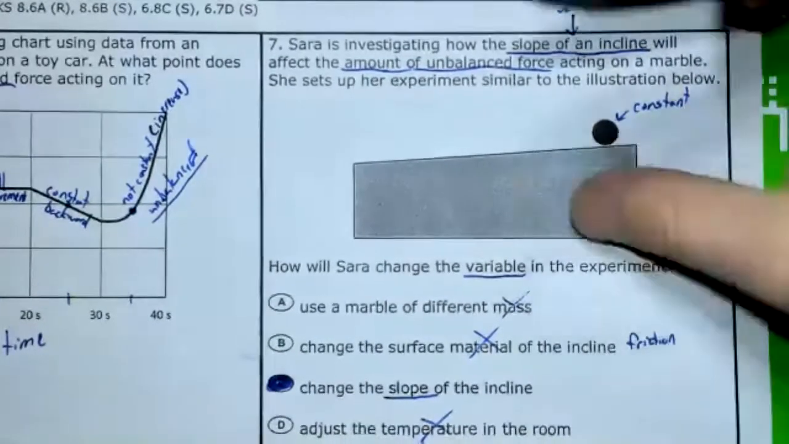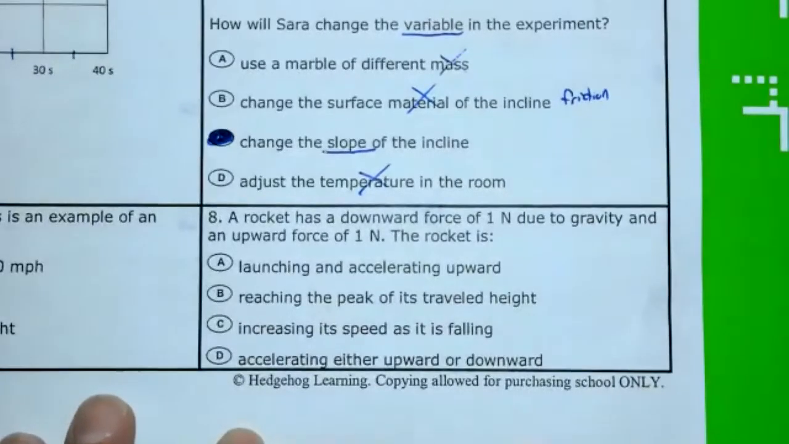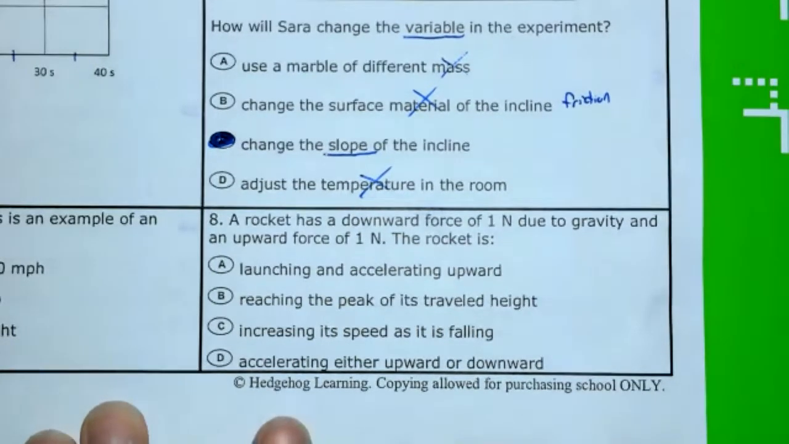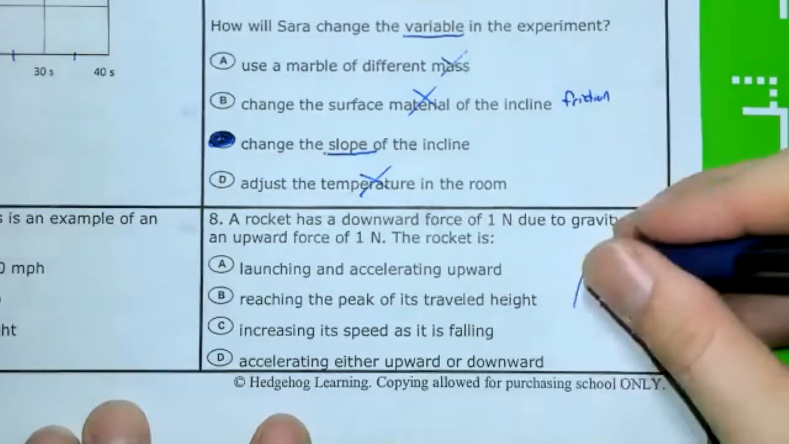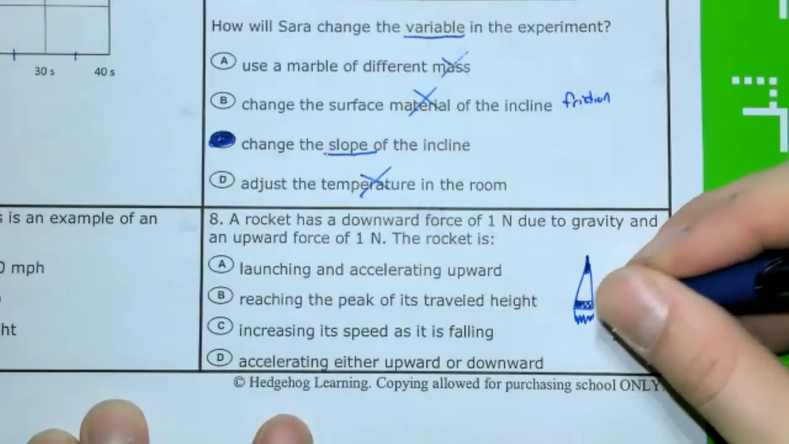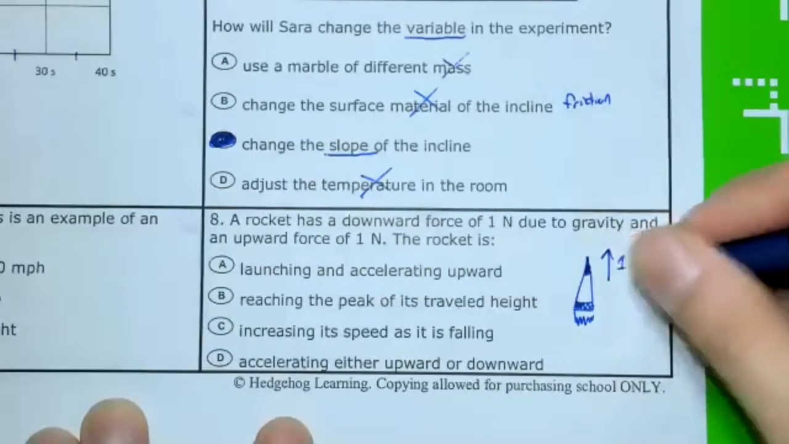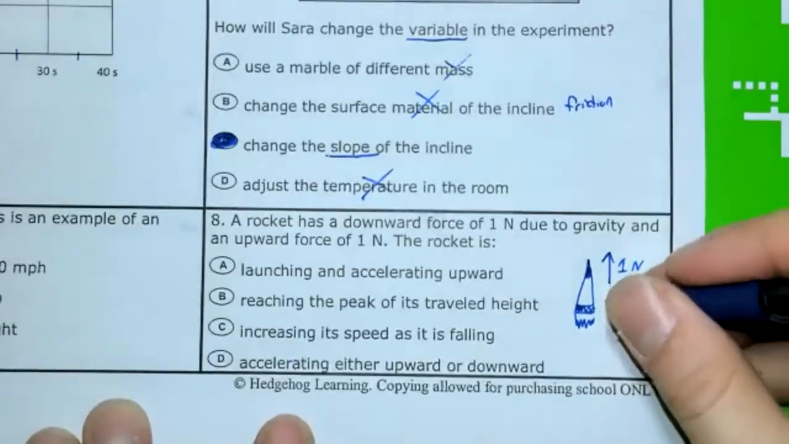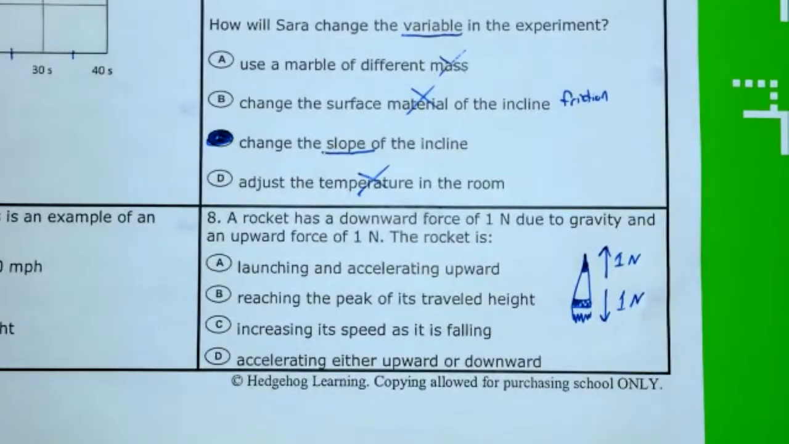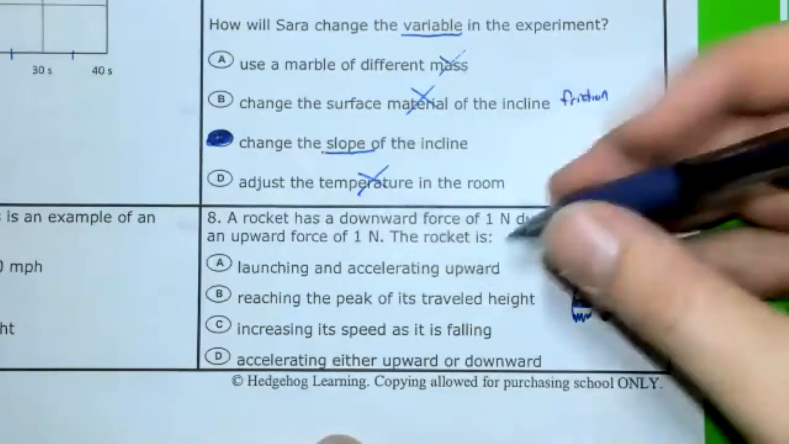Number 7. All right, number 8. A rocket with a downward force of 1 newton due to gravity and an upward force of 1 newton. Explain what is happening to the rocket. So we have a rocket, guys. This rocket is traveling upwards with 1 newton, and gravity is pulling it down at 1 newton. Is this rocket moving? All right, so it's not launching and accelerating.